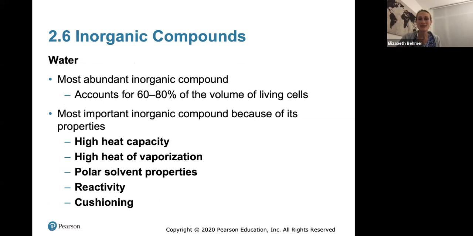Water is the most abundant inorganic compound. It makes up about 60 to 80% of the volume of our cells. It's a very unique inorganic compound because of its very interesting properties. It has a high heat capacity, meaning you have to get water extremely hot before it will boil. It has a high heat of vaporization, it has polar solvent properties, meaning it gives water the ability to dissolve substances very easily, it's very reactive, and it provides a cushioning mechanism in the body.